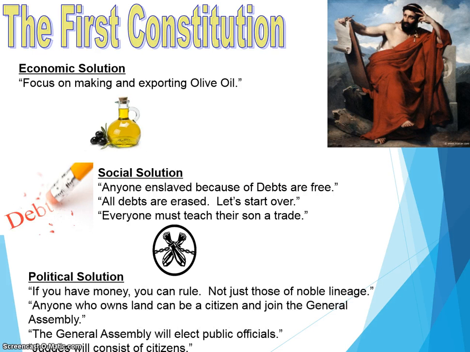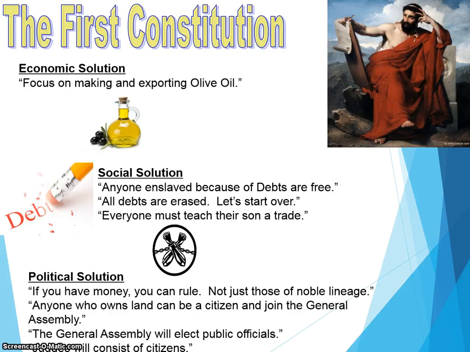And finally, the political solution. First of all, at this point in time, in order to rule, you had to have a noble background. He's saying, you know what? Not anymore. Now it's money. Now, obviously, this is not the perfect solution, but it's better than just being of noble blood. At least now, if you have money, this opens the pool for other people to possibly run and rule Athens.